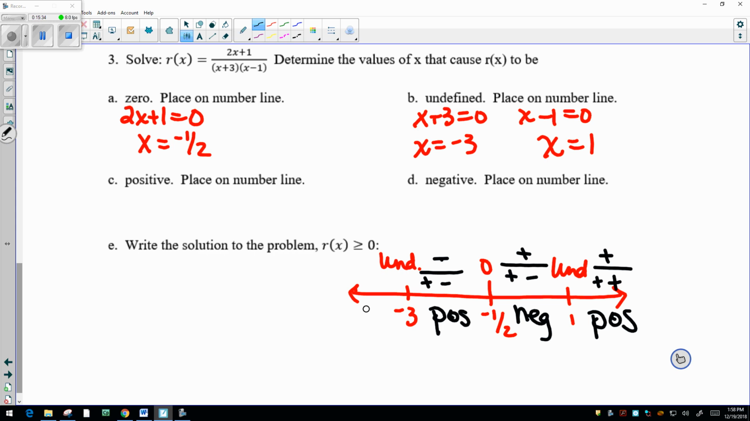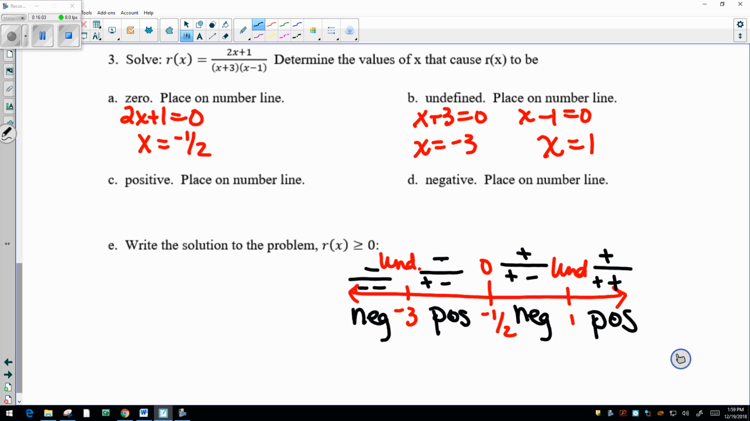And the last one, so maybe we'll try -4. Think of -4. 2 times -4 is -8 plus 1, so my numerator is negative. Okay, over here I have -4 plus 3, that's a negative. I have a -4 minus 1, that's a negative. So now we're going to simplify. So if I have a negative times negative, that's a positive. So as our fraction, I have a negative divided by a positive, which gets me a negative.